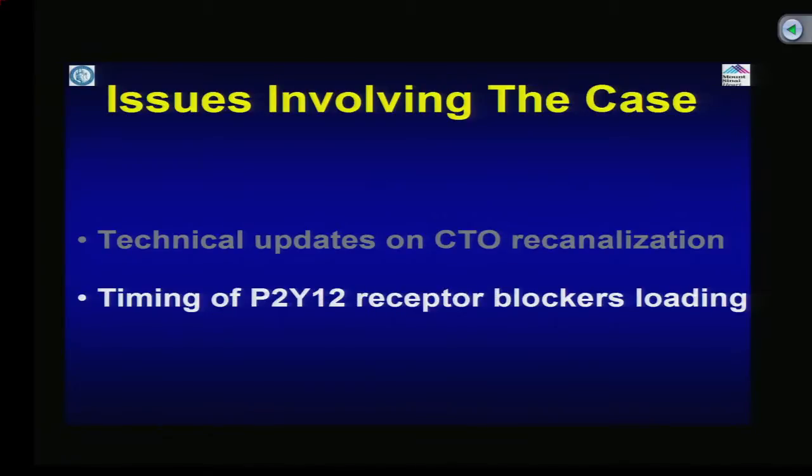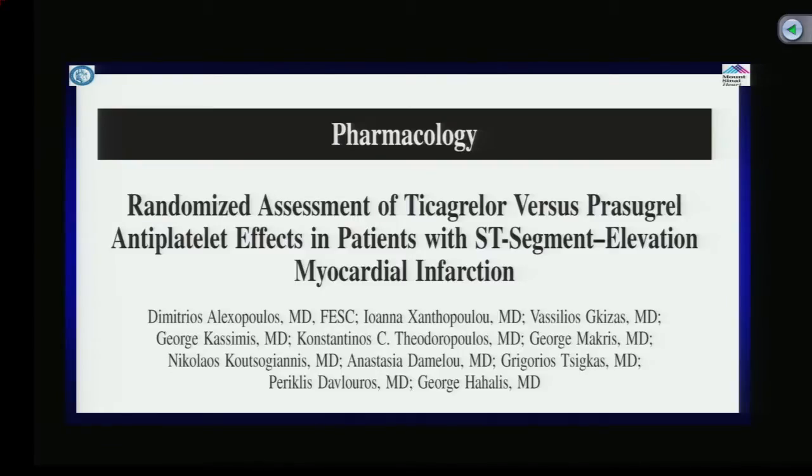Now, second is the very important issue of the timing of our stronger antiplatelet therapy. Remember the whole concept in the past of giving the clopidogrel loading as early as possible, the CURE and PCI-CURE studies and so forth, but clearly the field has changed. We have more stronger antiplatelet therapy, so there are three studies I'm going to briefly touch on. Two of them are in STEMI patients and one in non-STEMI.